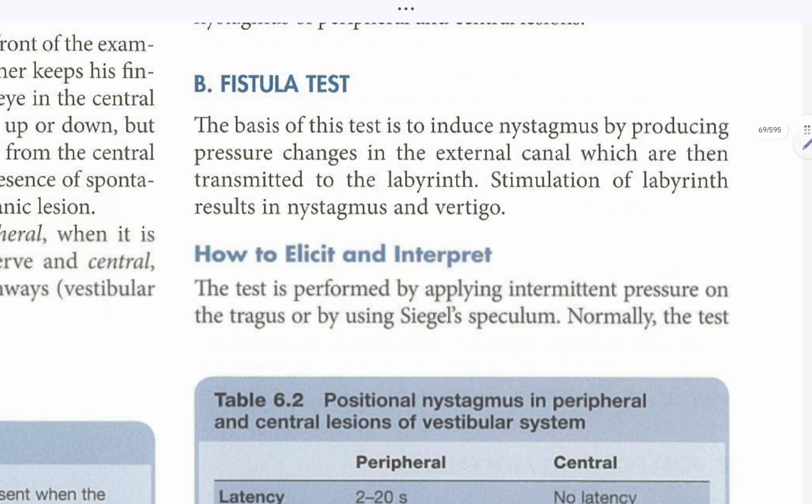Fistula test. The basis of this test is to induce nystagmus by producing pressure changes in the external canal, which are then transmitted to the labyrinth. Stimulation of the labyrinth results in nystagmus and vertigo. How to elicit and interpret? The test is performed by applying intermittent pressure on the tragus or by Siegle's speculum.